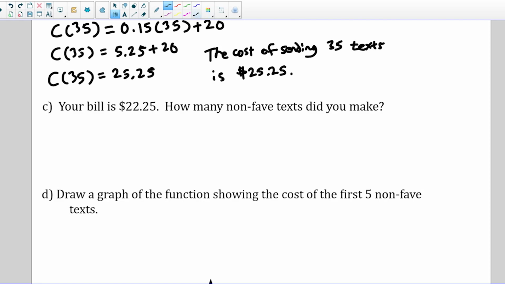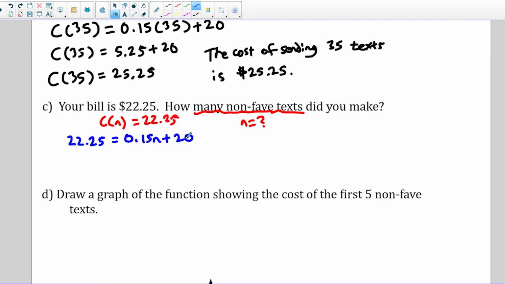Now next it says that the bill is $22.25. How many non-fave texts did you make? Now we need to identify a couple things here. This $22.25 is really just telling us that the cost of sending some unknown number of texts is equal to $22.25. And we're trying to find out how many non-fave texts did you make. So we don't know what the input was, but we know what the output was. So we can actually say that 22.25 has to be equal to the function that we started off with. It has to be equal to 0.15n plus 20.